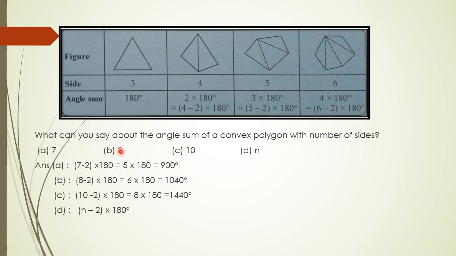Number B, 8 sides. So angle sum of a convex polygon with 8 sides equal to 8 minus 2 into 180 is equal to 6 into 180 is equal to 1040 degrees. Number C, 10 sides. So 10 minus 2 into 180. 10 minus 2 is 8. 8 into 180 is equal to 1440. If the polygon has n sides, then n minus 2 into 180 degrees, right?